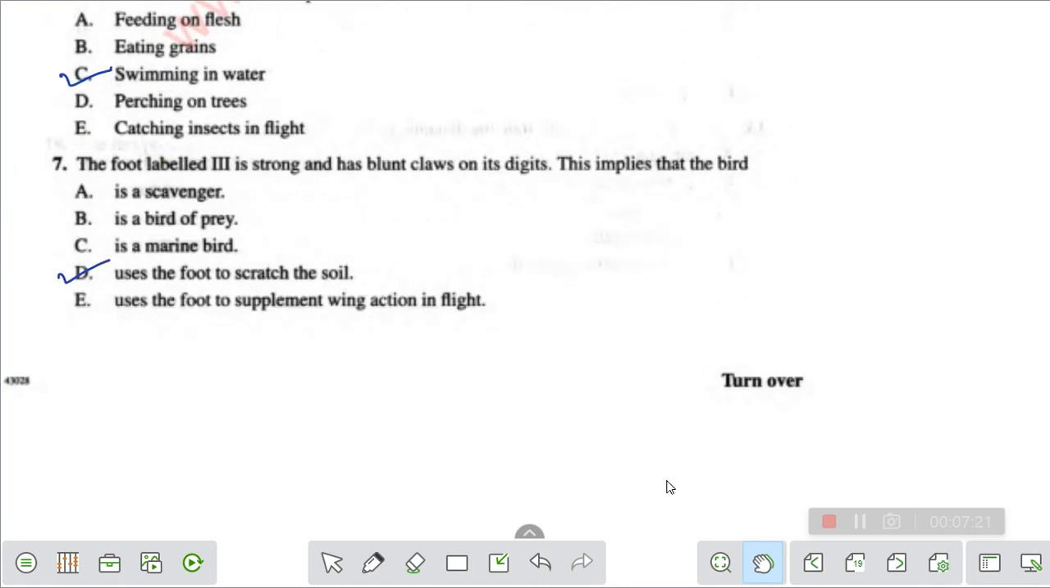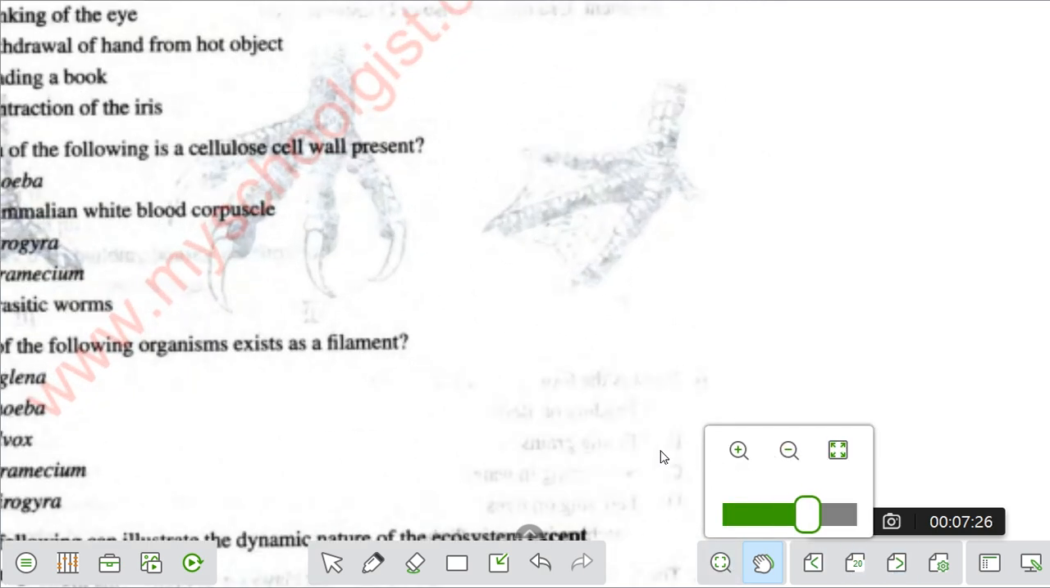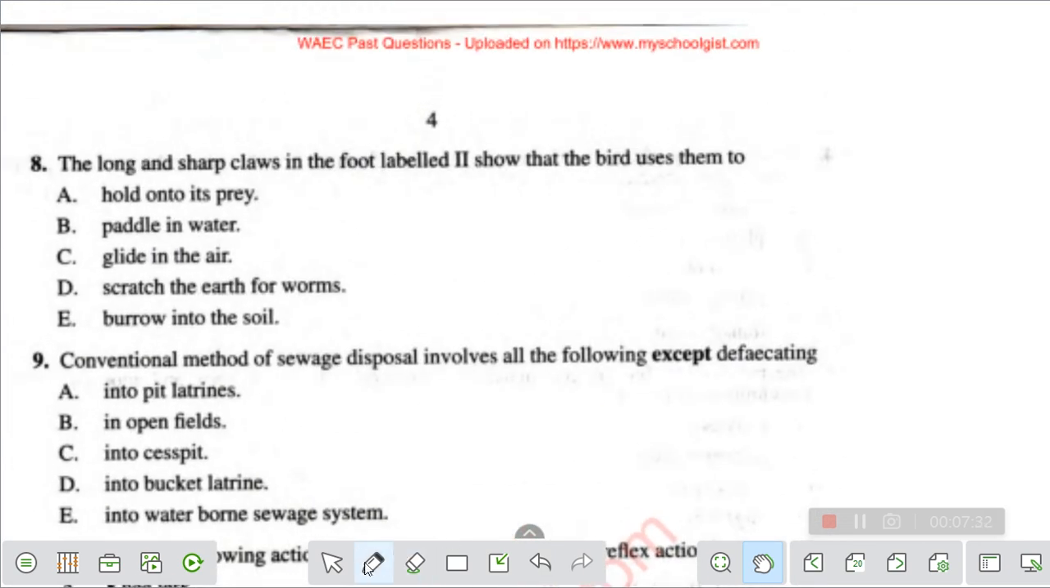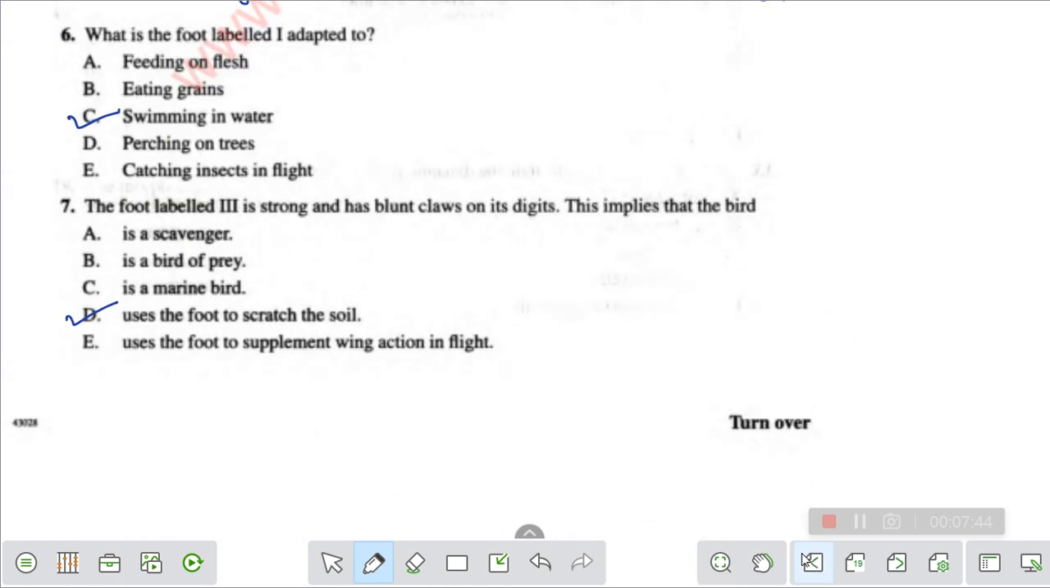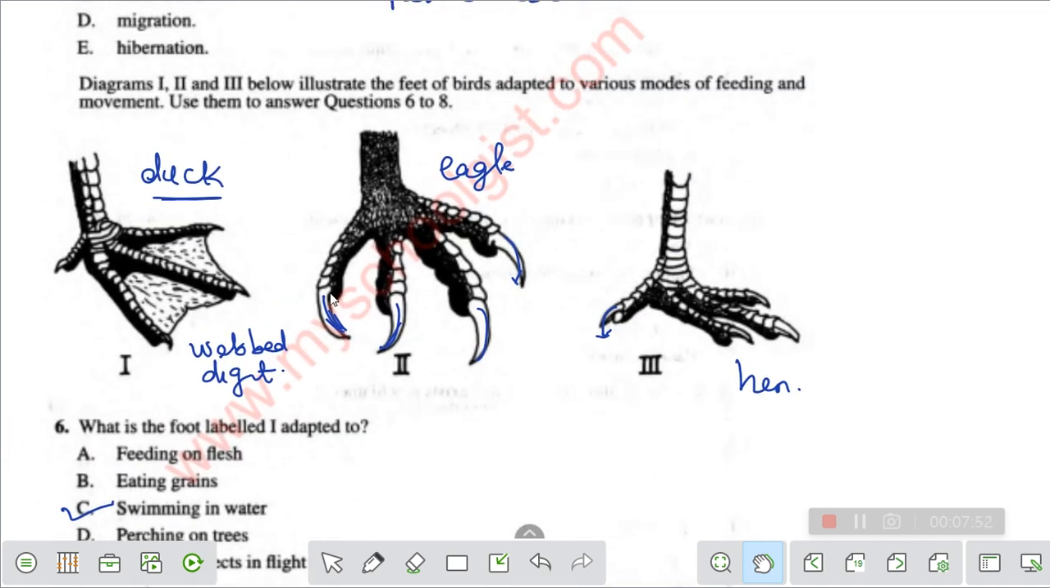And the last one is talking about, okay, let's go to the next slide rather. So let me try to zoom it. Alright. Now they say the long sharp one, that is the one in number 2. The long and sharp claws in the foot labeled 2 show that the bird uses them to, A, hold on to its prey. That's the answer. Look at how sharp it is. It's very long, so it can catch the prey using that leg.